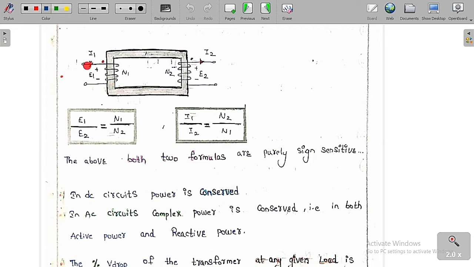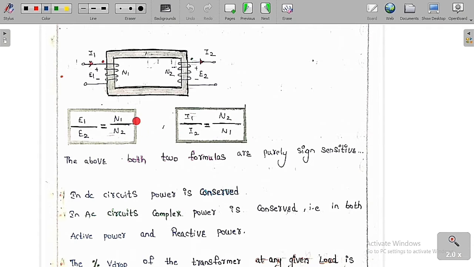In a transformer, if current is entering in one of the dots, then in the other winding the current will always be leaving. It's a very important point. Listen carefully. In a transformer, if a current is entering the dot, then in the other coil, the current will leave the dot. It's a very important principle. So now E1 by E2 is equal to N1 by N2, and I1 by I2 is equal to N2 by N1.